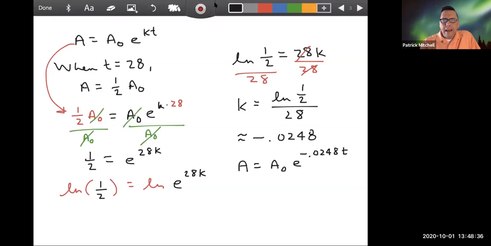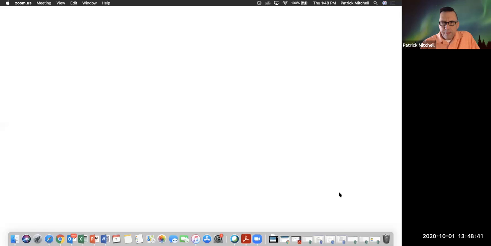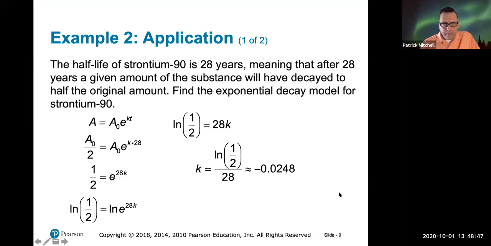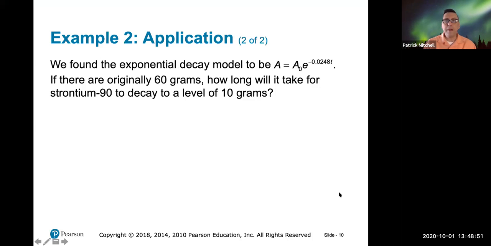All right, and again, they have a follow-up question. All right, so there's that. That looks familiar. Okay, so we found the exponential decay model. If there are originally 60 grams, how long will it take for strontium-90 to decay to a level of 10 grams?